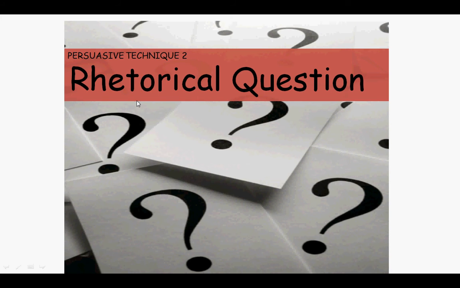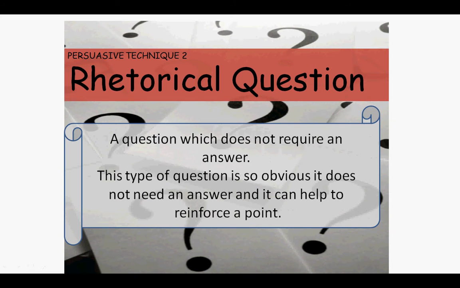The second persuasive technique is rhetorical questions. A rhetorical question is very easy to detect because a question, whether rhetorical or not, is always followed by a question mark. What is a rhetorical question? A rhetorical question is a question which does not require an answer. You ask the question and you don't expect an answer. This type of question is so obvious, it does not need an answer, and it can help to reinforce a point.